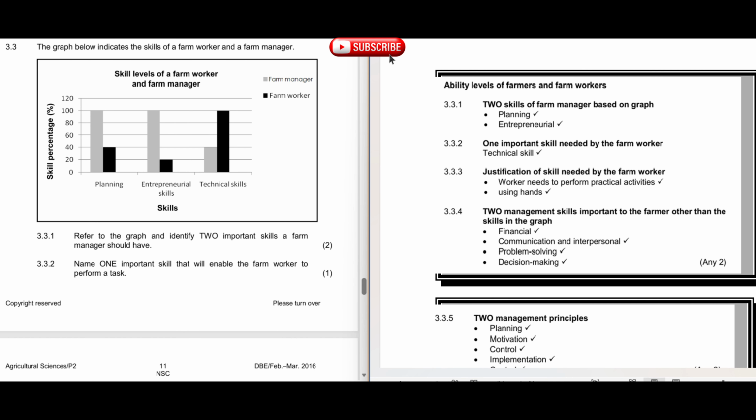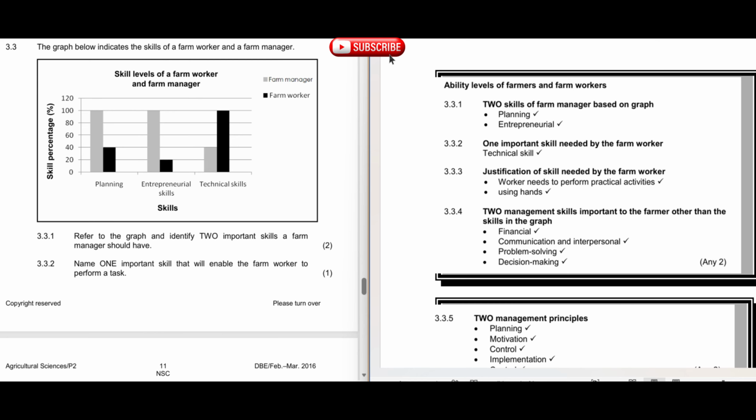3.3 The graph below indicates the skills of a farm worker and a farm manager. They have given us a graph. On the y-axis, we see a label written skill percentage. On the x-axis, we see the label written skills. This is a bar graph, and we have some key words in the top right corner that help us differentiate between the farm manager's skills and the farm worker's skills.